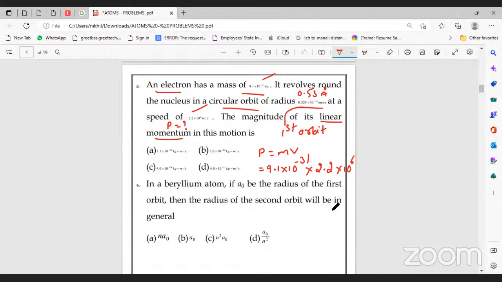9.1 into 2.2 is approximately 20. So this is approximately 20 into 10 power minus 31 plus 6, that is minus 25. So 20 into 10 power minus 25 is nothing but 2 into 10 power minus 24. So option B is the right answer.